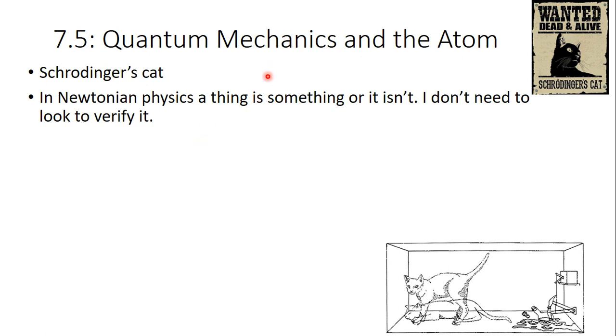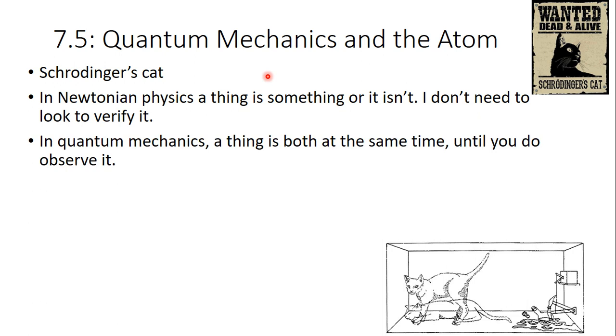So, in classical physics, a thing is something or it isn't. And what I mean by that is that a ball is on the ground or it isn't on the ground. It can't be both. A cat is alive or a cat is dead. I don't need to look at it to confirm it is dead or alive. It either is or isn't. It doesn't matter what I do to look at it. Quantum mechanics is not like that.